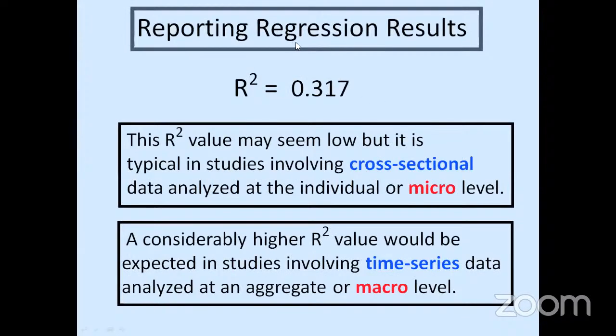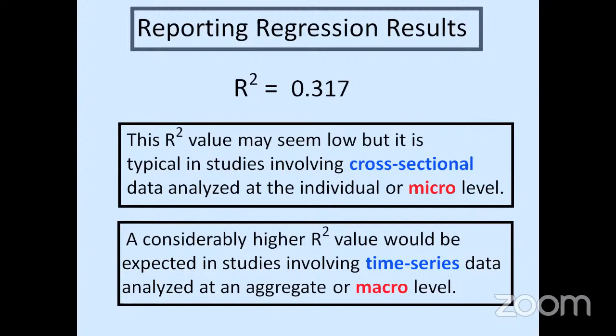So here, reporting the regression results, R square is 0.317. This R square value may seem low, but it is typical in studies involving cross-sectional data analyzed at the individual, micro level. There are two kinds of aspects: one is micro level and the other is macro level. Considerably higher R square would be expected in studies involving time series data at an aggregate or macro level.